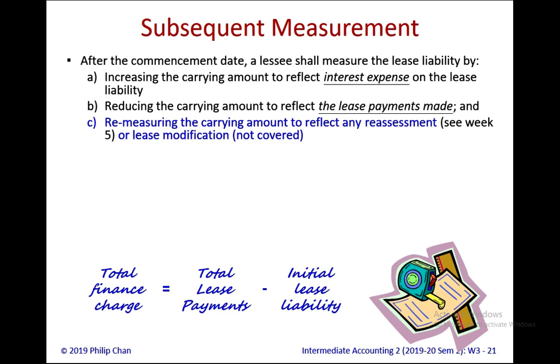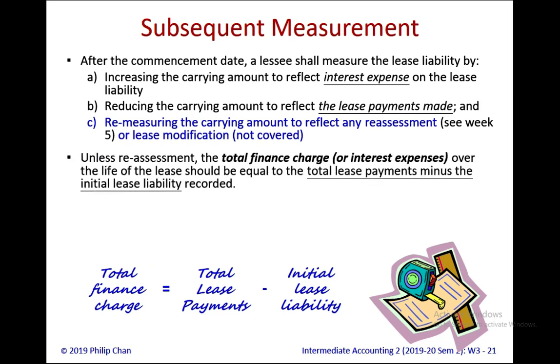And C, remeasure the book value to reflect any reassessment, maybe due to variable lease payments, which will be covered in week 5, or due to lease modifications, which we won't cover at all because of the scope of the syllabus. Unless there is reassessment, the total finance charge, or in easier to understand terms, interest expenses over the lease term, would be equal to the total lease payments minus the initial value of your lease liability. That would be equal to your total interest expense.